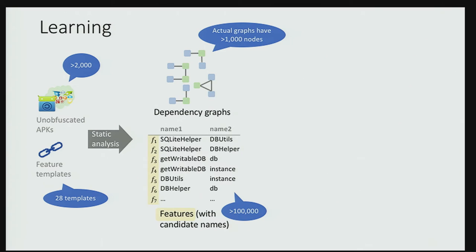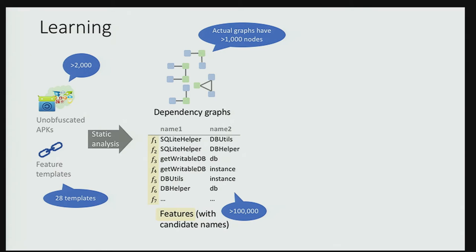Then in the first step, using static analysis, we derive the graphs that correspond to these unobfuscated applications, so we derive the program elements and their relationships. We also instantiate the templates using the data that we have from the unobfuscated applications. In DGAR we start with 28 templates, and this gets instantiated into hundreds of thousands of concrete feature functions. These now define concrete names that we can assign to random variables.